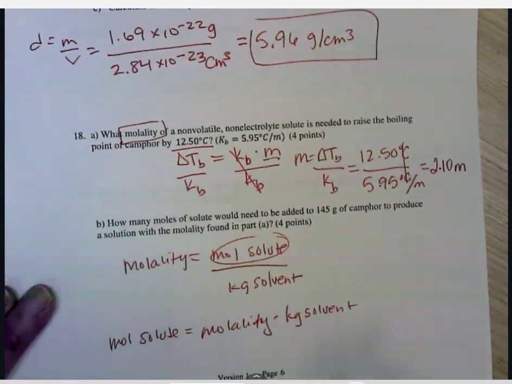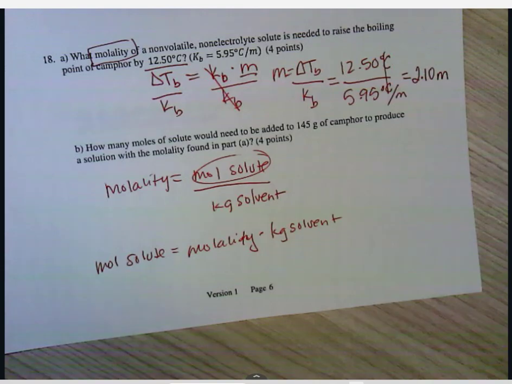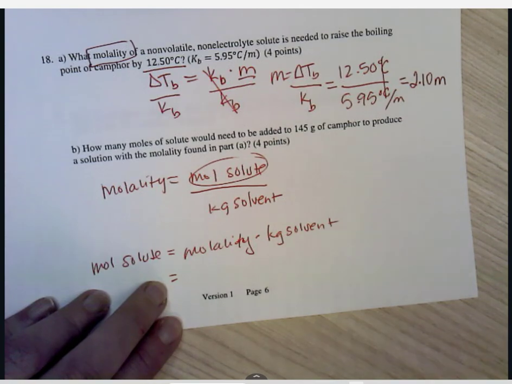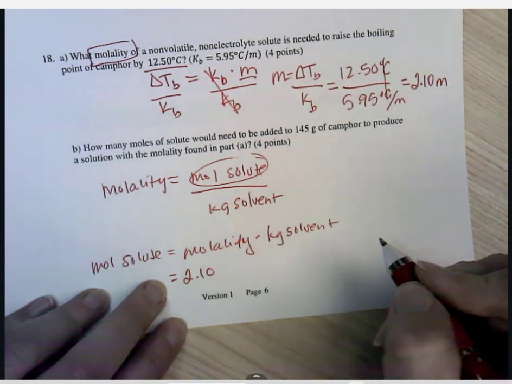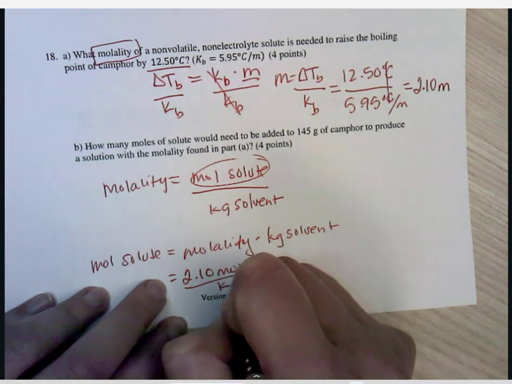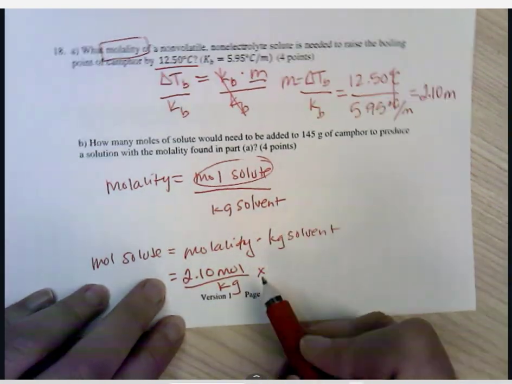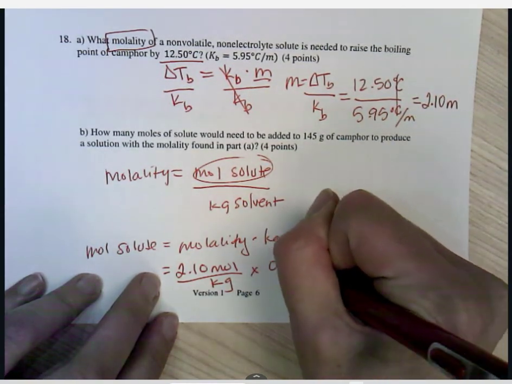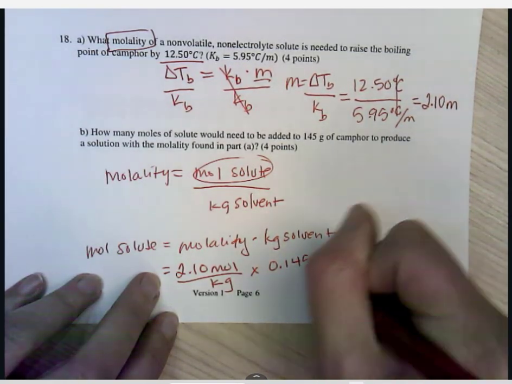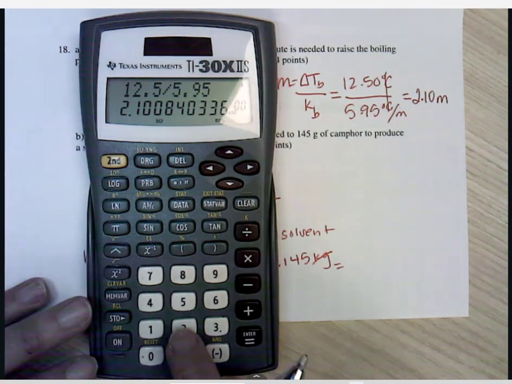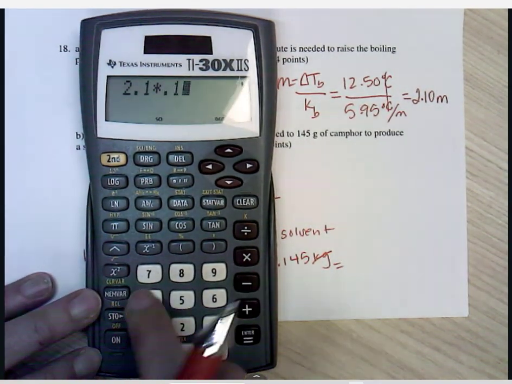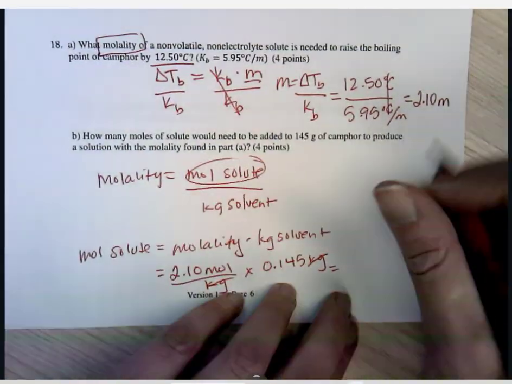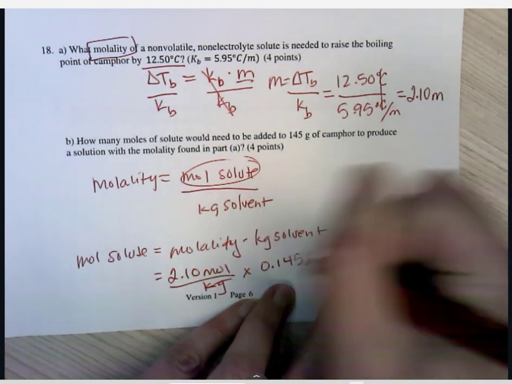I mean, you could kind of just use units to figure this out too, but I'm going to do it the formal way, the fancy way. So the molality I figured out in part A was 2.10. Remember, molal means moles per kilogram, so I'll write it like that so I can see. That will help me remember that this 145 grams of chemophore, that's my solvent here, needs to be converted to kilograms. And I get 0.305. And that would just be moles of solute.